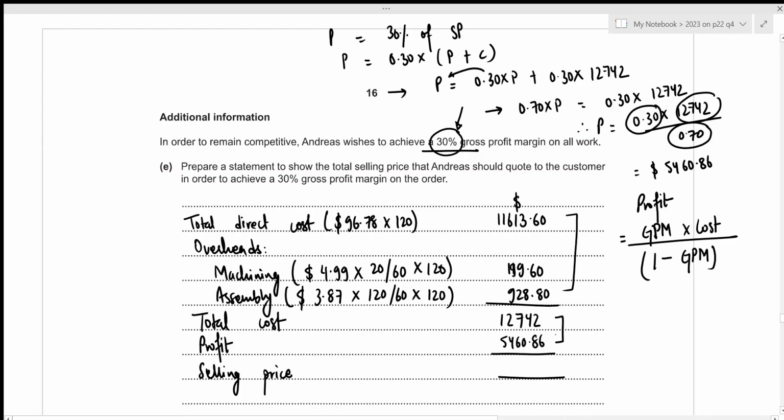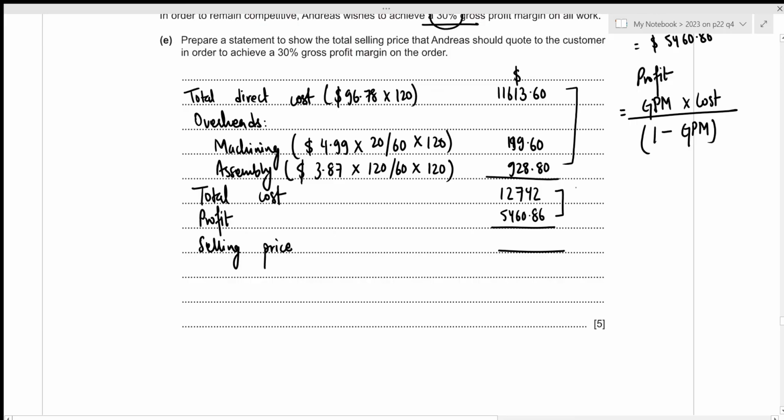Okay, so that's 5,460.86. Now, in order to get our selling price, we just need to add these two. That will be 12,742 plus 5,460.86, which results in 18,202.86. This concludes the fifth part of this question. Let's move towards the sixth one.